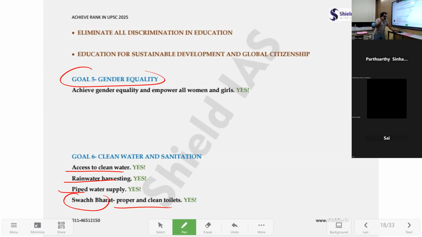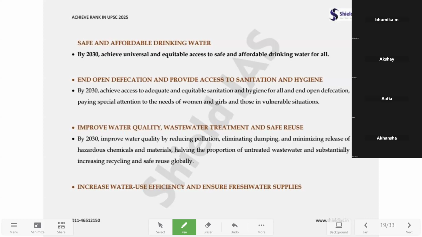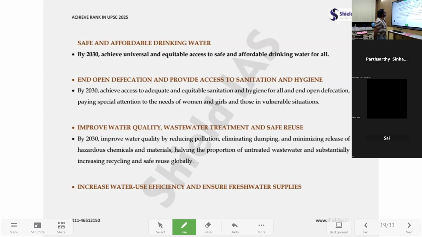But what we are saying is the schemes are already there with respect to the requirements. So safe and affordable drinking water by 2030: achieve universal and equitable access to safe and affordable drinking water for all. Now, safe drinking water, so that is Jal Jeevan Mission. And also you can add on Amrit Sarovar Mission.